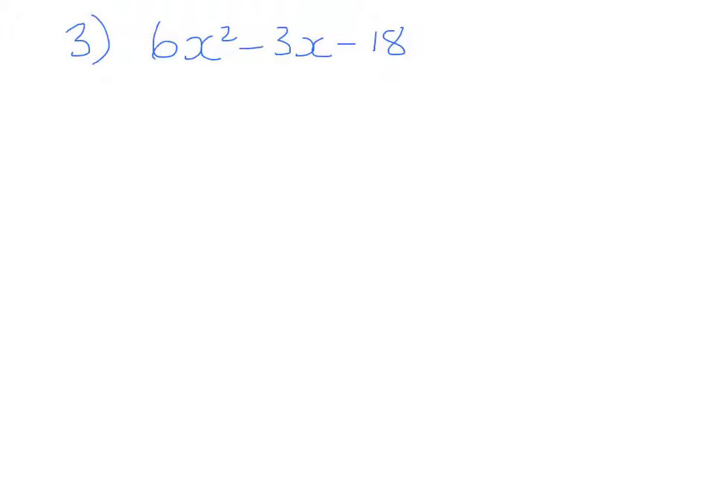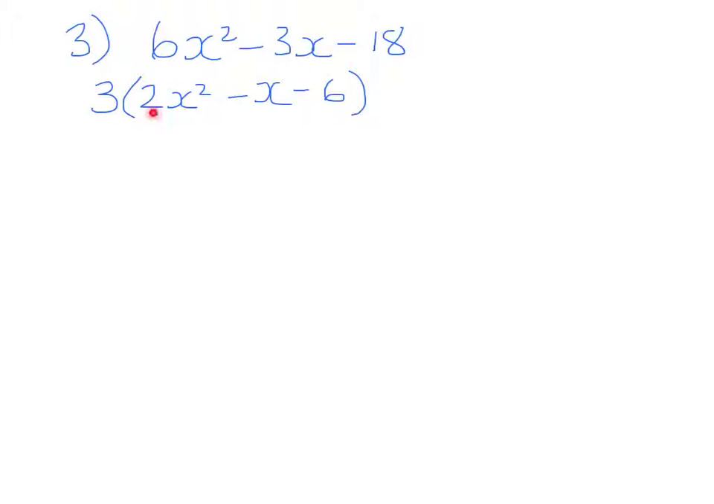Okay, a third example. As before, I need to first check for a common factor. X in the first 2 terms, not in the third. But they're all in the 3 times table. So I'm going to take out the 3. 3 times 2x squared would give me 6x squared. 3 times negative x would give me minus 3x. 3 times negative 6 would give me minus 18.